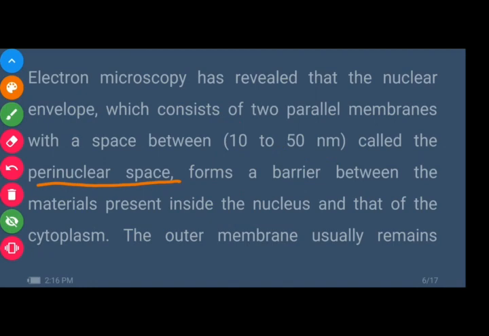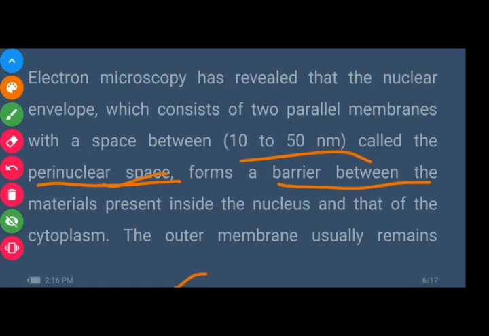This space present between the two membranes is called the perinuclear space, and it is 10 to 15 nanometers. It forms the barrier between the materials present inside the nucleus and those of the cytoplasm. The nuclear membrane is made of two parallel membranes, and these two parallel membranes have a space called the perinuclear space, which is 10 to 15 nanometers in size.